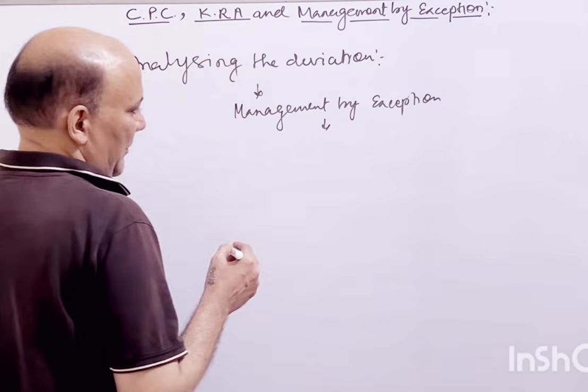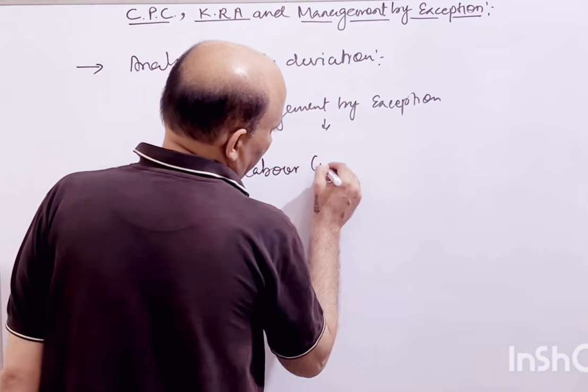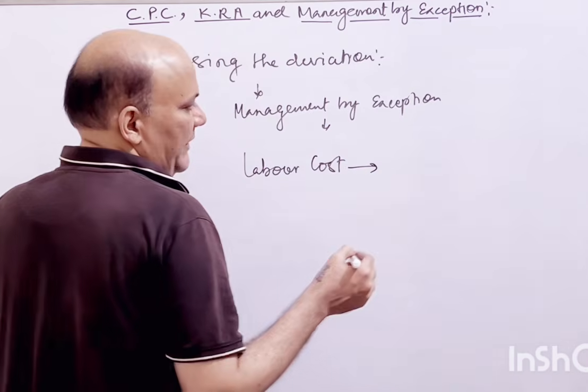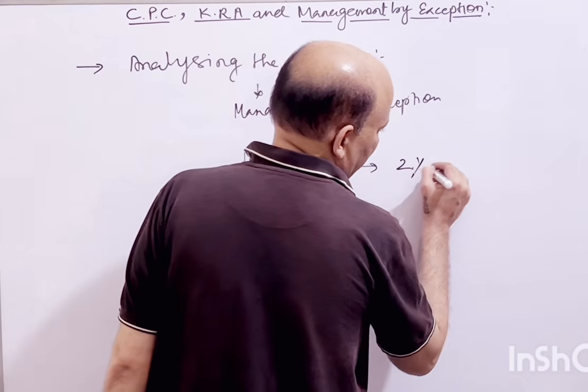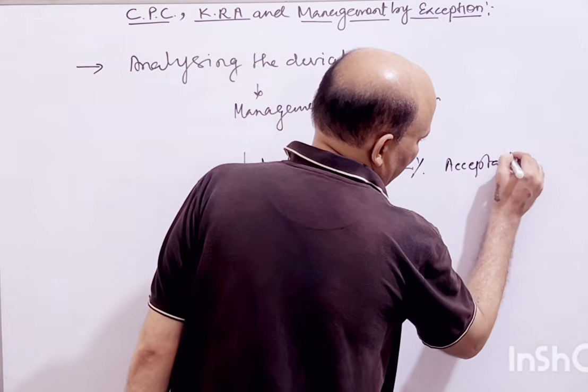Let me give you an example. Let's say for the labor cost, they say, okay, if that increases by 2%, that is acceptable.